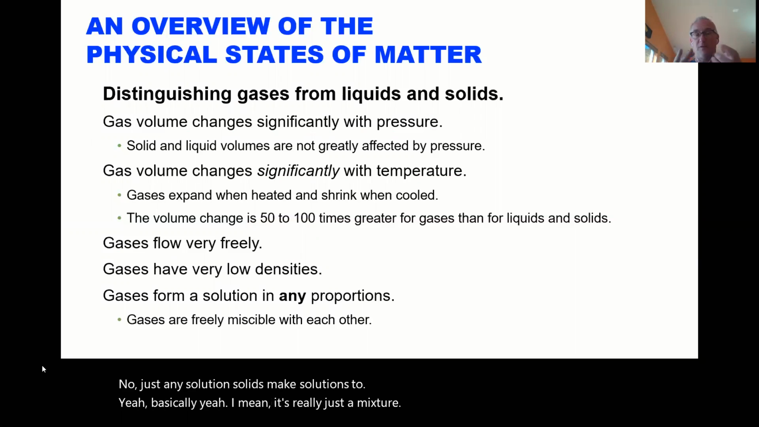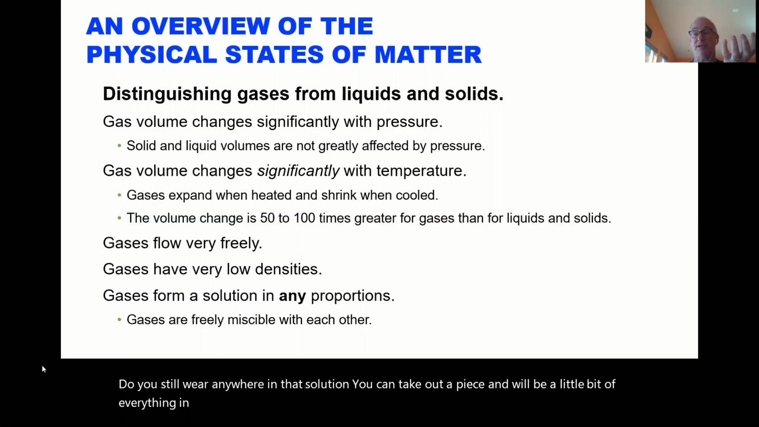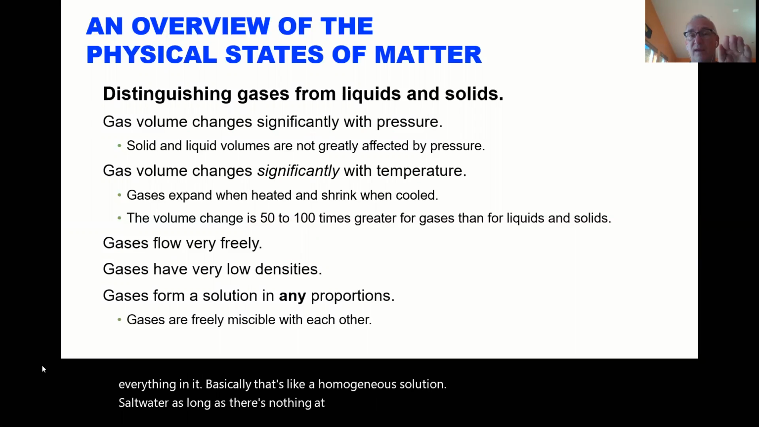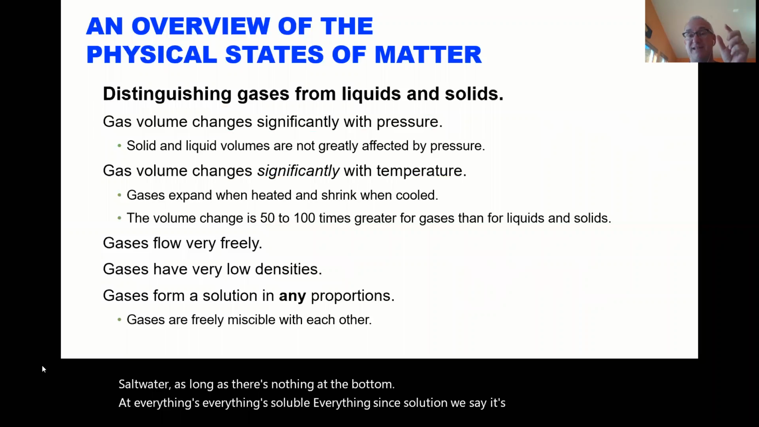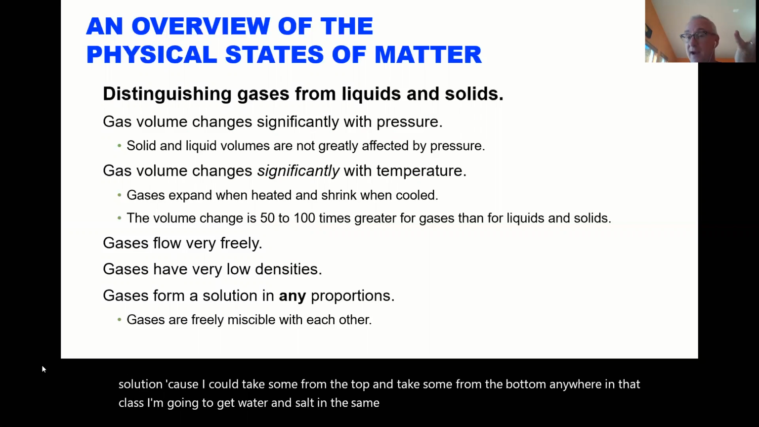It's really just a mixture where anywhere in that solution you can take out a piece and there'll be a little bit of everything in it. Basically, that's a homogeneous solution. So like salt water, as long as there's nothing at the bottom and everything's soluble, everything's in solution, we say that's a homogeneous solution, because I can take some from the top, I can take some from the bottom. Anywhere in that glass, I'm going to get water and salt in the same concentration. That's also true with air.